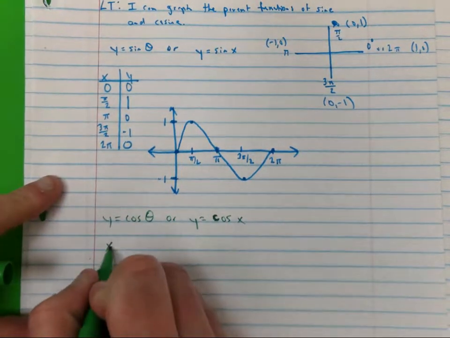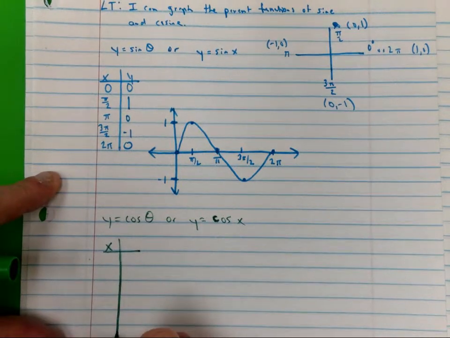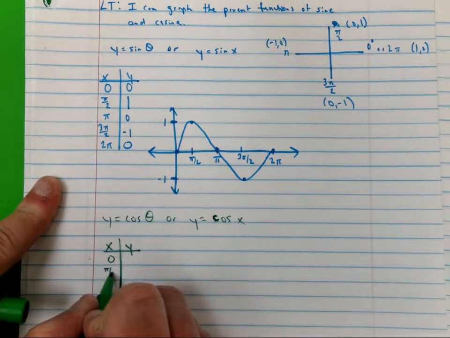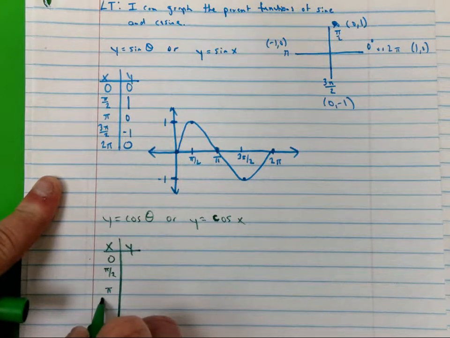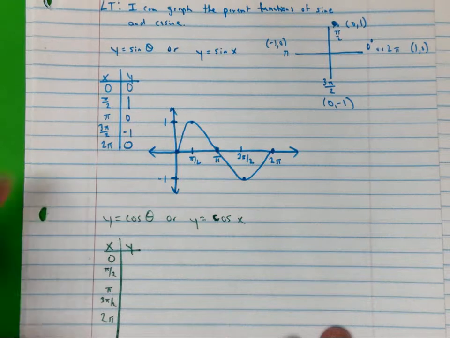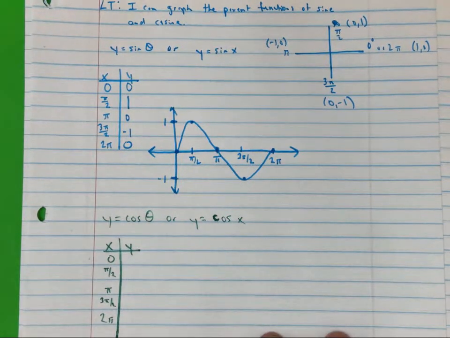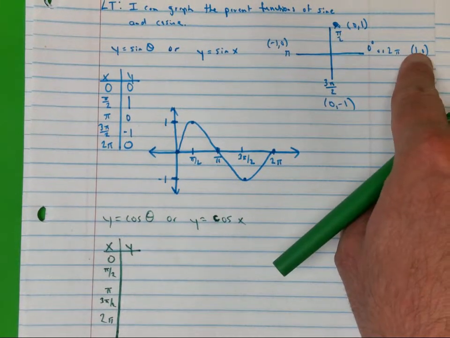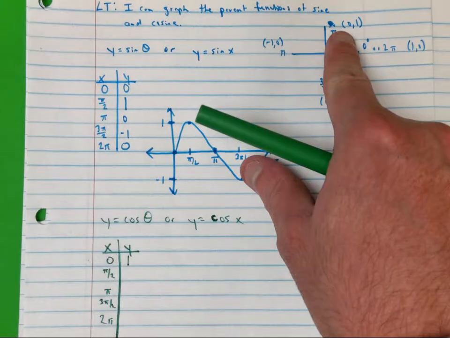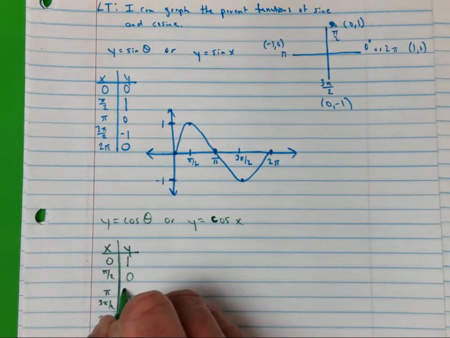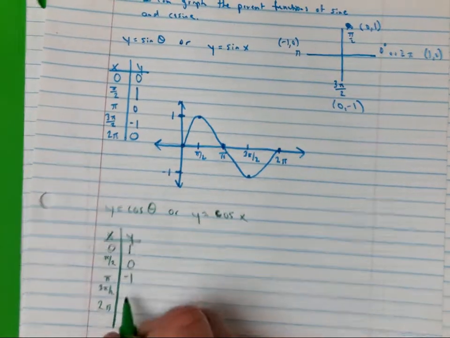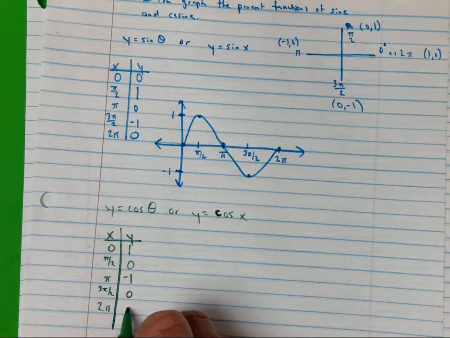Make a table of the major points. 0, pi over 2, pi, 3 pi over 2, back home at 2 pi. You want the cosine of 0. Remember, the cosine is the x value. The x value is 1. Cosine of pi over 2 is 0. Pi is negative 1. Cosine of 3 pi over 2 is 0. And 2 pi is 1.